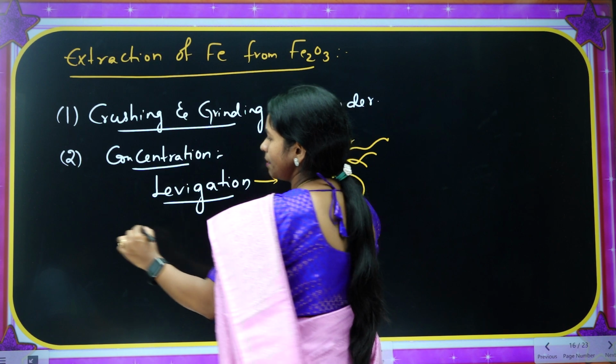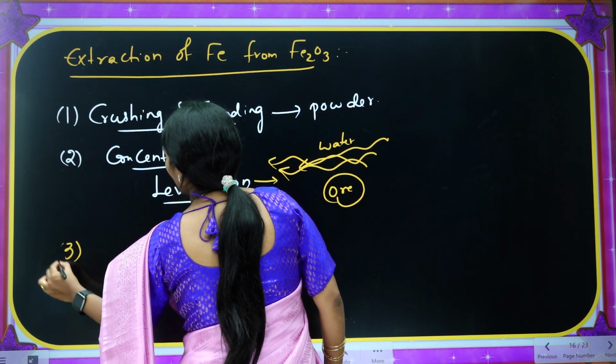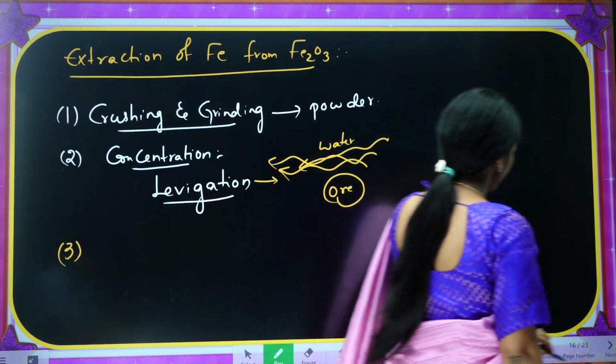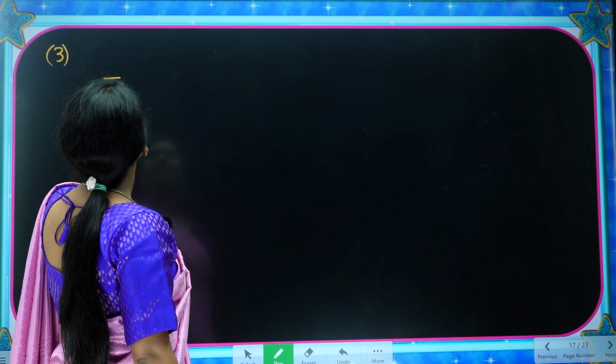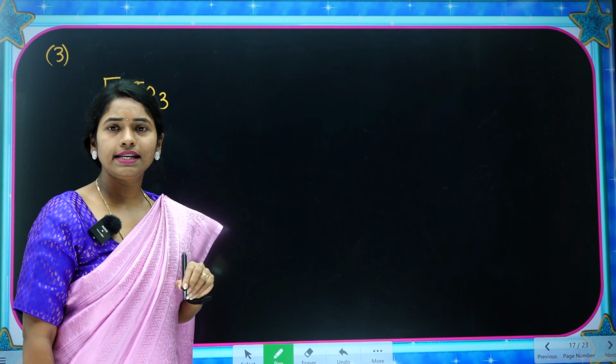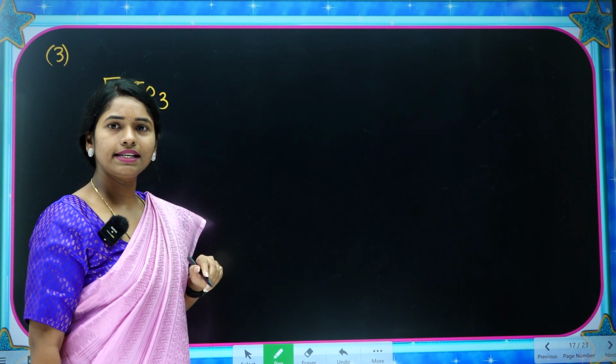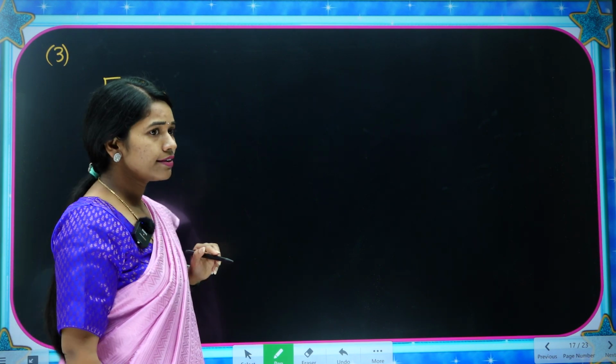Then the third step is important. See the next step. First crushing, grinding over. Second, concentration we have done. Third, if the hematite ore is having any impurities like siderite, FeCO3 is the formula.